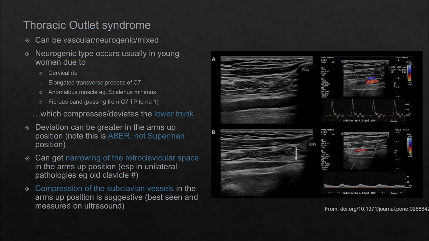And in some cases, patients with neurogenic thoracic outlet obstruction may show vascular thoracic outlet obstruction on ultrasound, even though they do not have vascular symptoms.